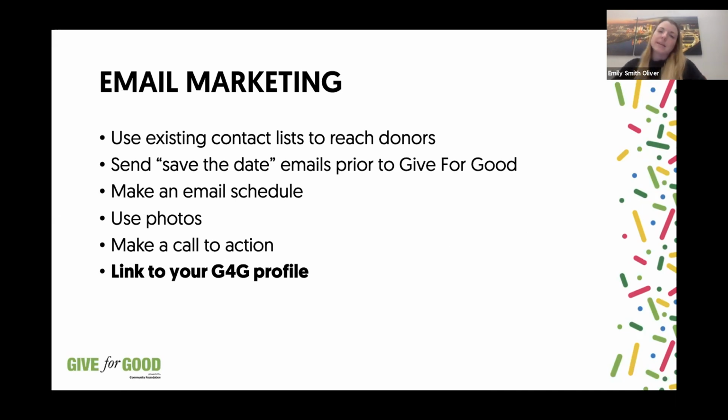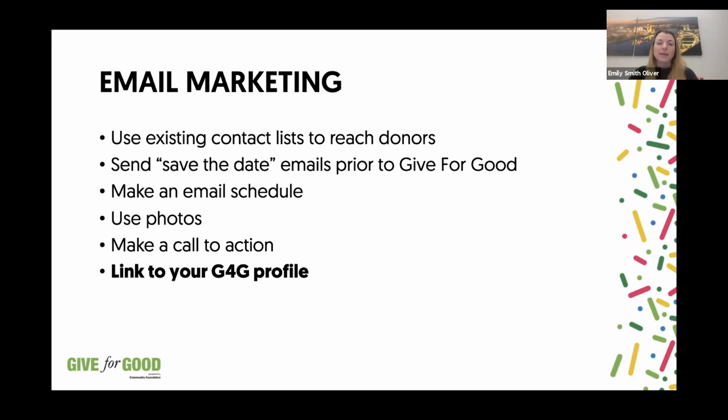If you've participated in Give for Good before, all of your donor information is stored on the back end of your profile from 2017 onward. So make sure you export those contacts and send them an email reminding them, hey, thank you so much for giving to Give for Good in the past. Make sure you give again, here are the dates. So you can start now by sending save the date emails and saying April 20th to May 4th, plan to give through Give for Good.